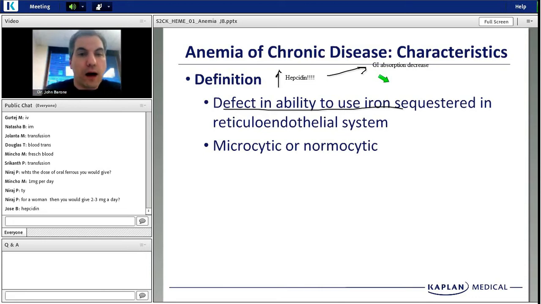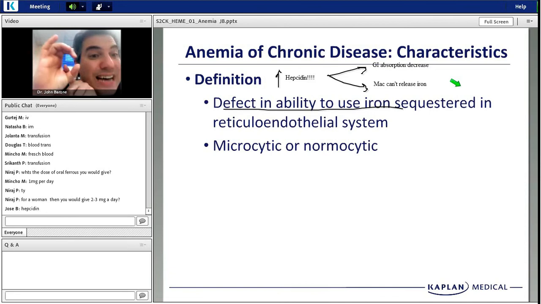Number two, it's going to block the macrophage release. Remember, you store your iron in the reticuloendothelial cells. You store iron in the macrophages of your reticuloendothelial cells. What it does is it blocks the ports. So the macrophages can't release the iron because the ports are blocked. The macrophage has the iron, it just can't release it because the port is blocked.